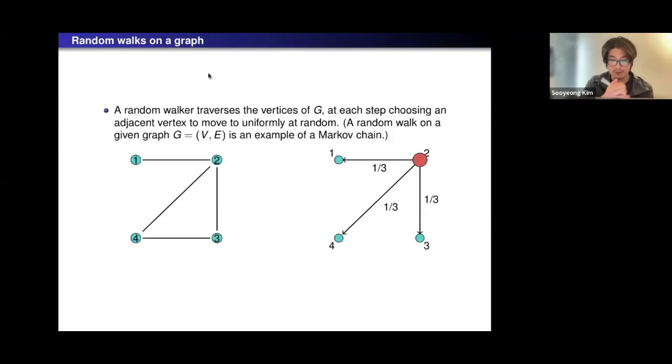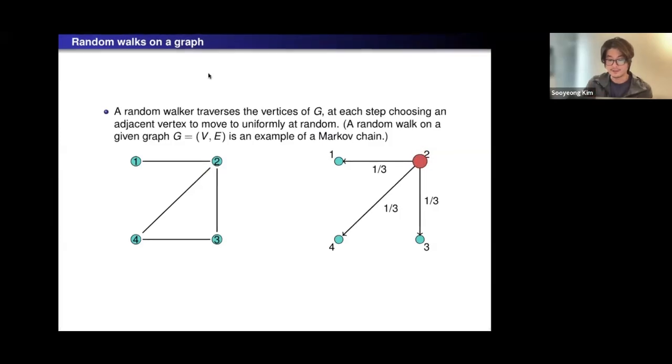So a random walker is traveling around on the graph. For instance, when they are at this vertex, this person has to move to some place adjacent to vertex 2. In this case, the probability is defined as the reciprocal of the degree of vertex 2. So it's going to be 1/3, 1/3, 1/3. So for this step, this random walker moves to 1 or 4 or 3 with this probability.